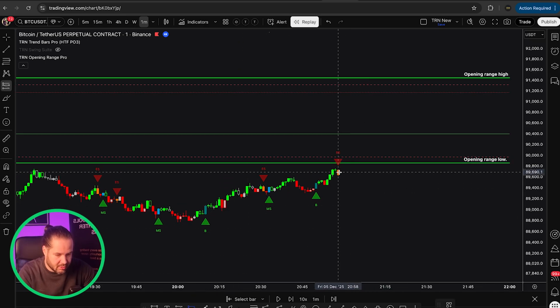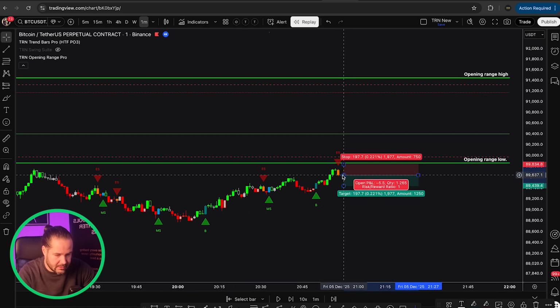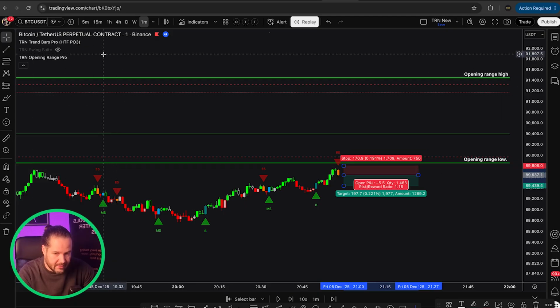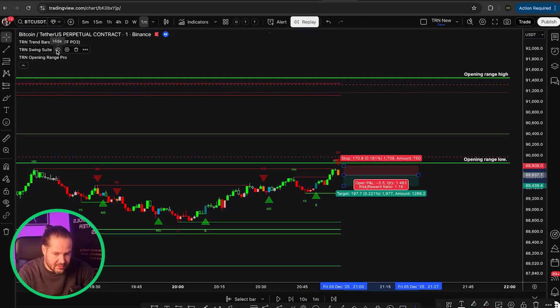So let's place a short order right at candle close. And for the stop loss, we place it above a previous high in this case. Yeah, this high. And I'm using another helpful indicator, the Swing Suite indicator, which displays resistance and support lines on the chart.